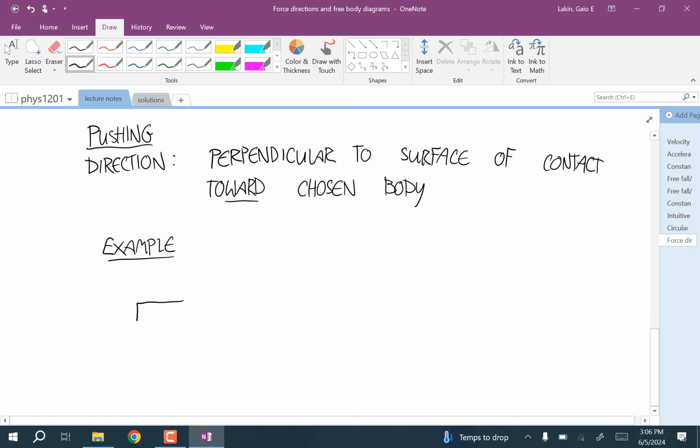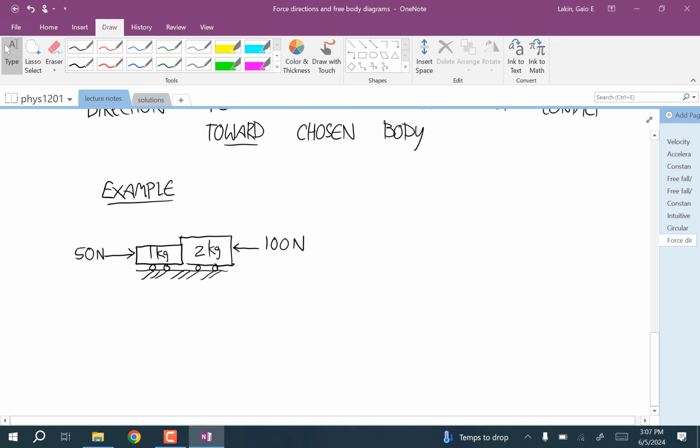Let's say that we have these two objects that are free to roll along a horizontal surface, and they're in contact with each other. And let's say there's a 50 Newton force acting this way on one of those bodies, and a 100 Newton force acting this way on the other body. And let's say this one has a mass of 1 kilogram, and this one has a mass of 2 kilograms. Okay, well, let's think about these bodies individually.